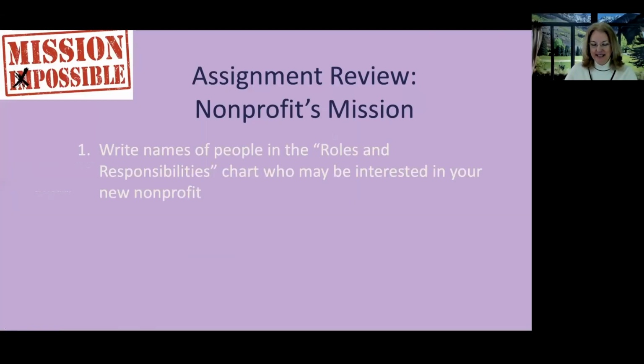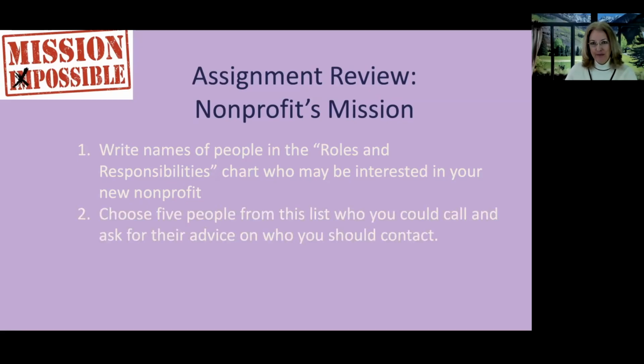The first assignment was for you to write names of people in the roles and responsibilities chart who may be interested in your new nonprofit, and then to choose 5 people from the list who you could call and ask for their advice on who you should contact. See, even nonprofits who have been around a while, this is something that I work with them on all the time. And the reason is because that will be how we get our funding. And so that was the program we did for number 3. But that's why we need to do this.